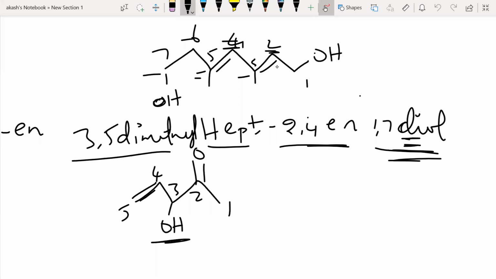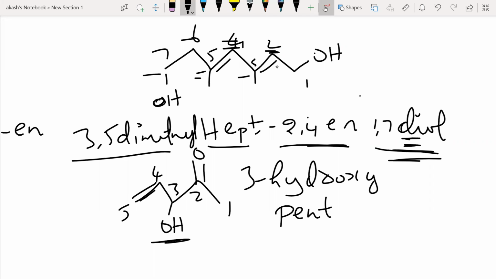Anybody can try the name. "Sir, is it 3-hydroxy?" Okay, 3-hydroxy. Then the root word, pent, 4-en, 2-one. Good, very good. That's the exact name of this compound. Nice attempt. So 3-hydroxy. Hope you understood why, because you have three different groups.